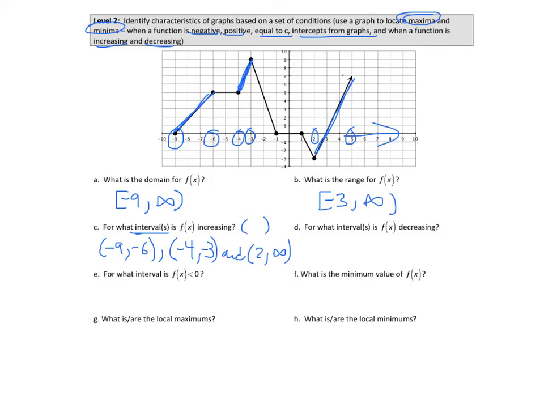When is it decreasing? So this is pretty similar. When it's going down from left to right, and it goes down right here and right here. So the intervals where it's decreasing would be -3 to -1 and 1 right here, this part, so that would just be from 1 to 2.